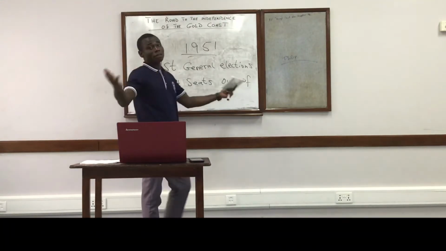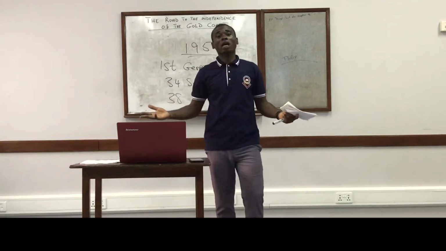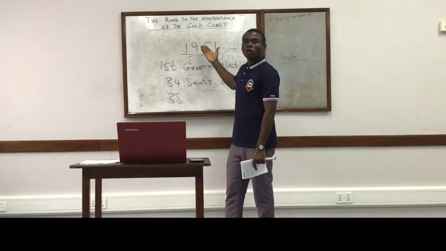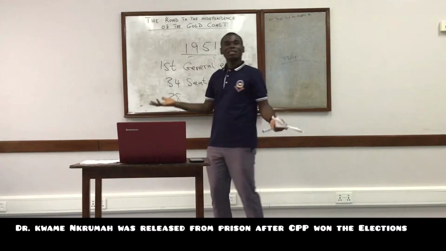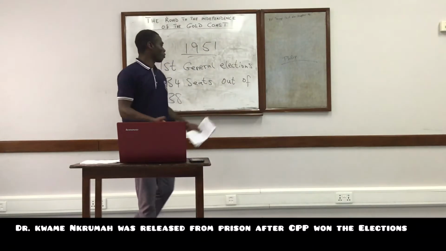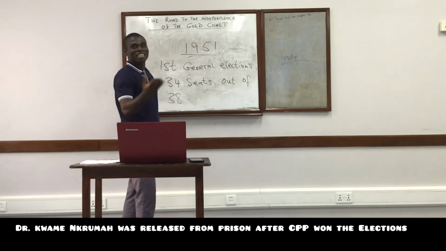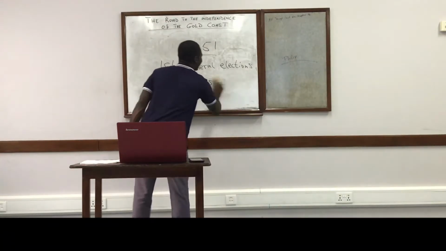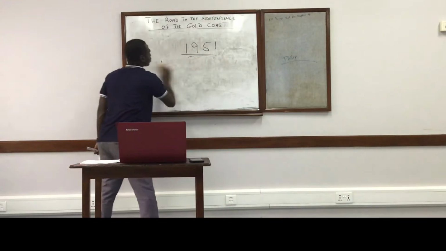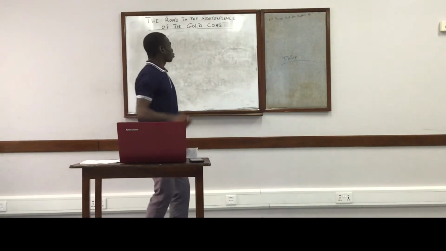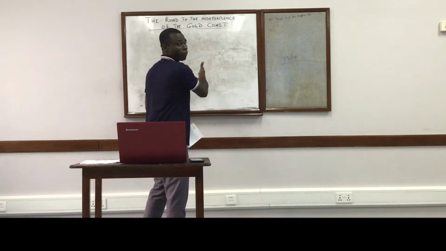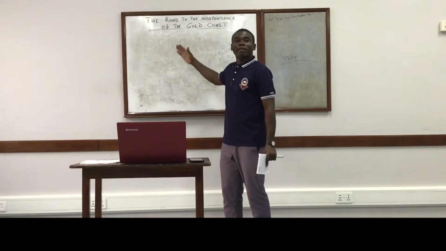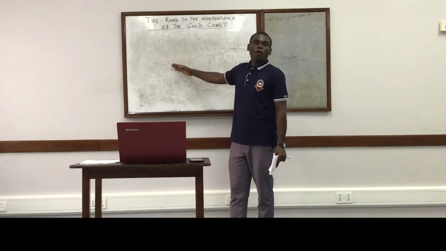So right now the British government, the colonial government, had no choice. They had to release him from prison. So Dr. Nkrumah was released from prison, which was very wonderful. He was released from prison, and the next day he became the leader of government business. So from 1951, when he was released from prison, he was the leader of government business, and he remained in that position for at least one year.